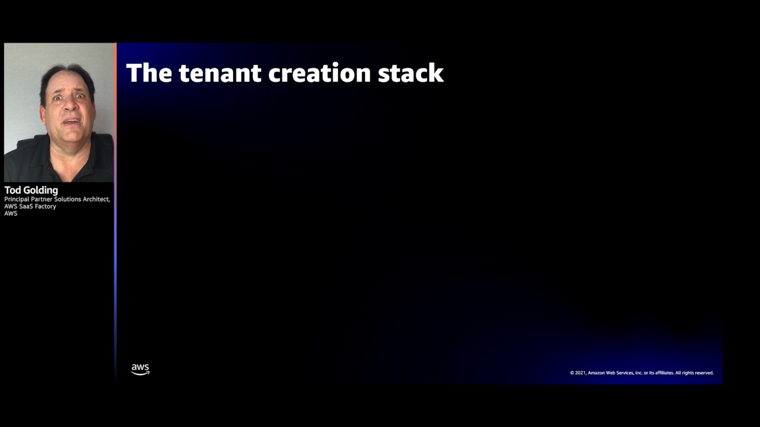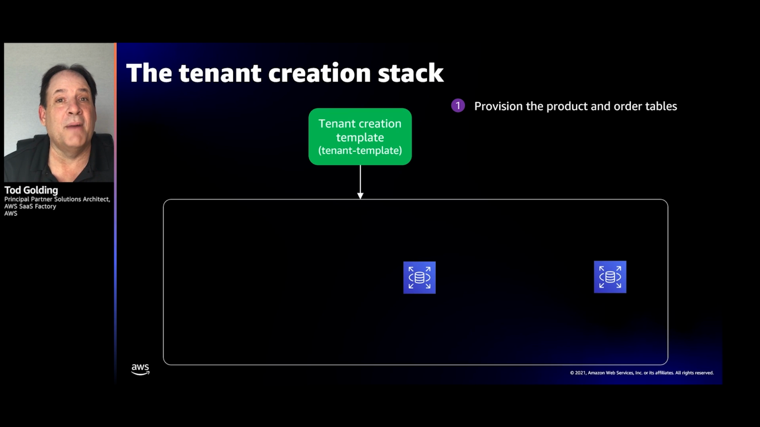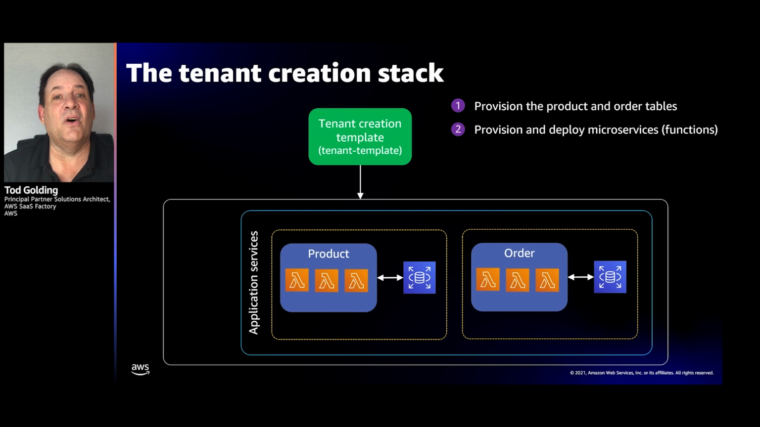So let's look now inside of what actually happens when we're creating that tenant stack. So we talked about that last template in that process. Well, what does it actually do to provision our tenant environments? Well, first of all, it creates the product and order tables, right? We have these two product and order microservices, and it needs to create a table for each of those. And then it also needs to actually deploy our microservices.